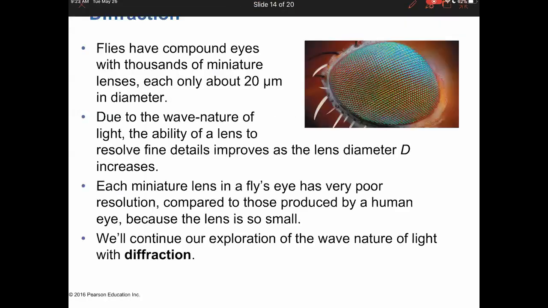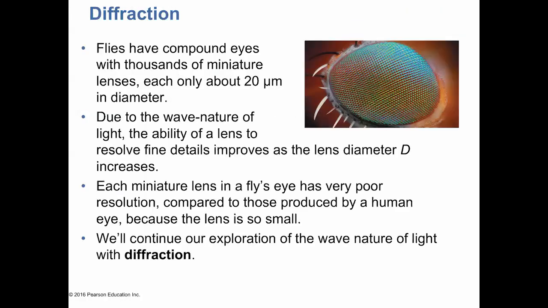All right, so let's continue. The next topic is what we call diffraction. Diffraction is an effect that light can have, because it's a wave. Flies have compound eyes with thousands of miniature lenses, each only about 20 micrometers in diameter. Due to the wave nature of light, the ability of the lens to resolve fine details improves as the lens diameter D increases. So each miniature lens in a fly's eye has a very poor resolution compared to those produced by a human, because the lens is so small.